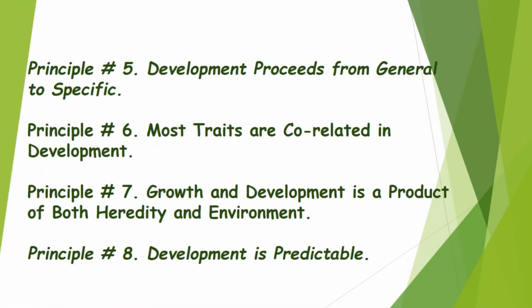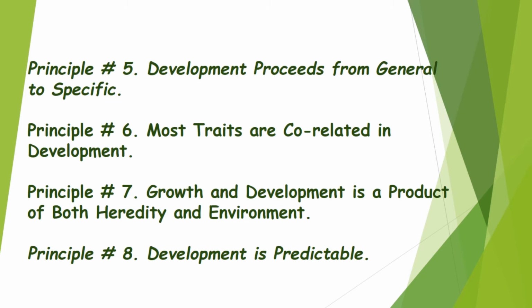Principle number 5 says development proceeds from general to specific. 6. Most traits are correlated in development. 7. Growth and development is a product of both heredity and environment. 8. Development is predictable. Now, what do we understand by these principles?